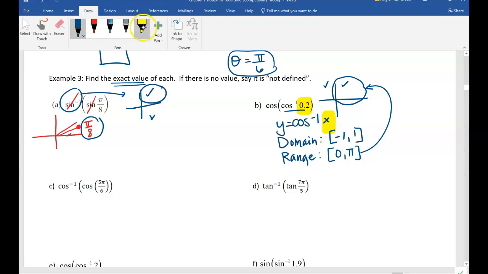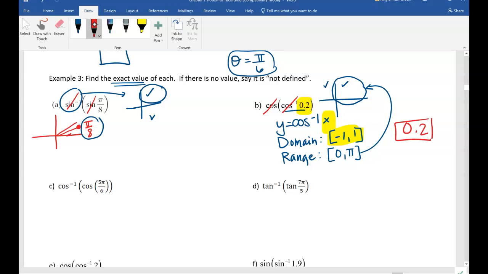Now, I want you to relate this. The 0.2 is the input of the cosine inverse function, which is the domain of the inverse. Would you agree that 0.2 is in the domain? So what that means is because it is in the domain, you can cancel cosine and cosine inverse. So this will give you 0.2 as the answer.